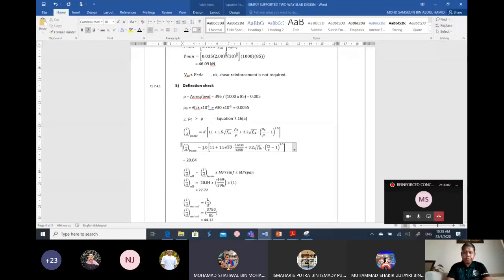Okay, and then here is 330, and then here is 0.0055 over 0.05. Okay, so actually, it's easy. If you have your own phone, you can download Microsoft Math. You can just scan the formula and then you can get the answer.